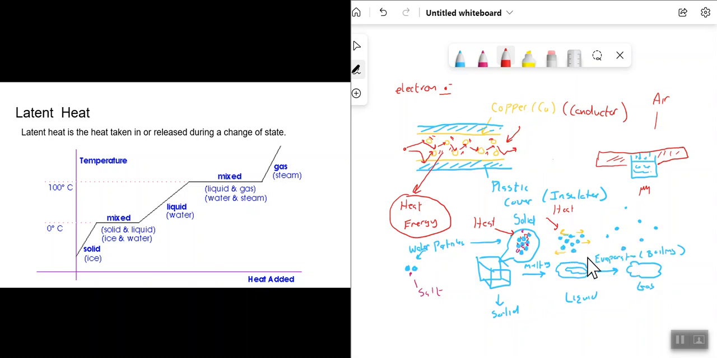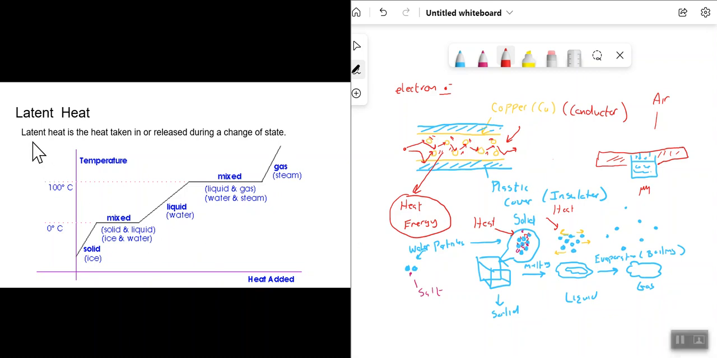The particles start to move further apart, and that's what we get here. So we get the rise in temperature, and then all of a sudden it starts turning from a liquid into a gas. We get this at 100 degrees. We get this leveling off of temperature, and this is where it's going from a liquid at this point to a gas at this point. And once it turns into a gas, the temperature starts to increase again.